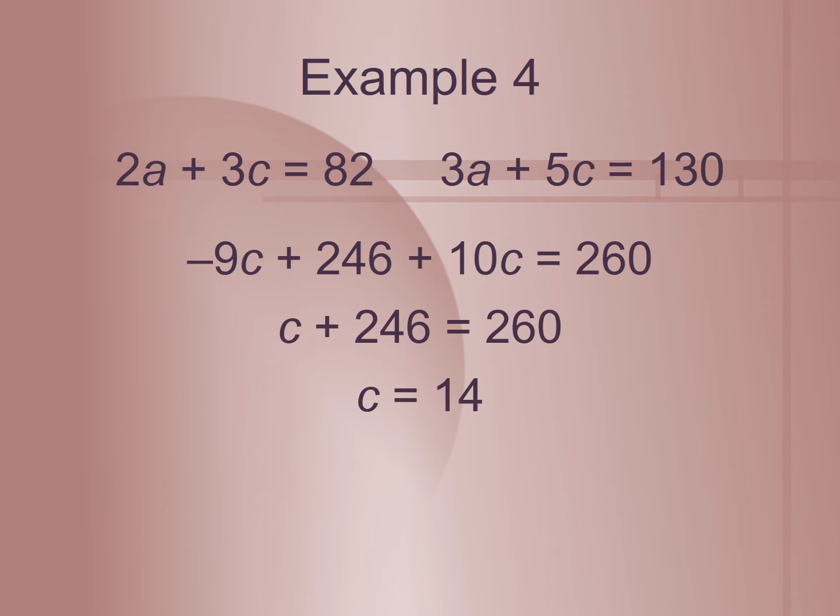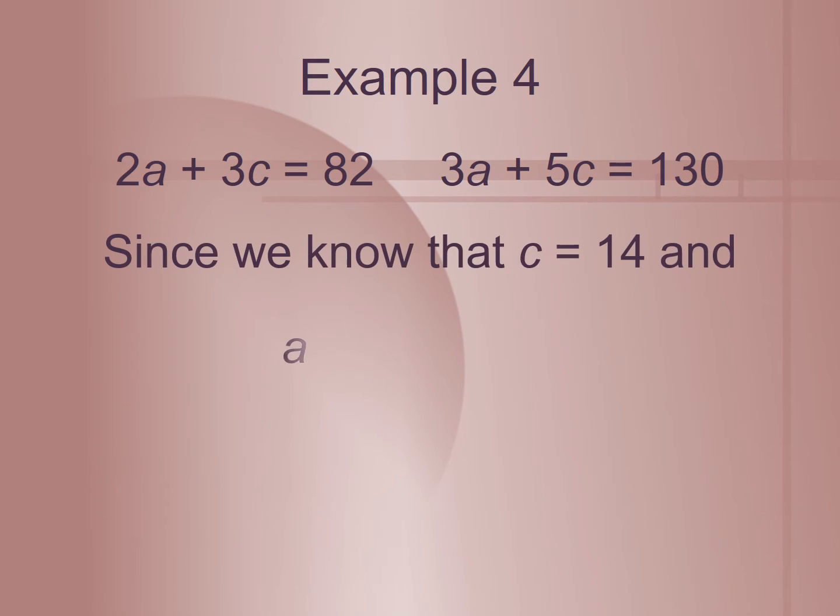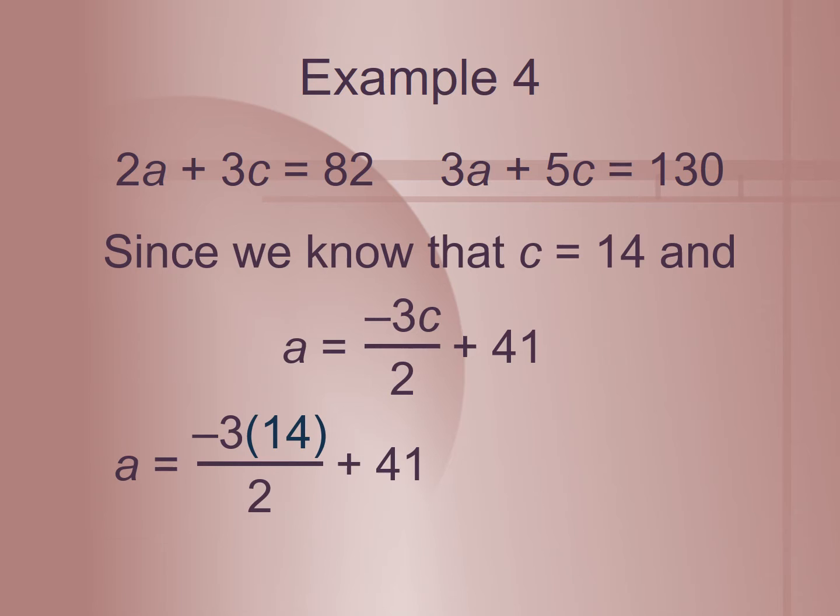So remember, c represented the price of the child ticket. So now that we know the price of the child ticket, remember the adult ticket was -3c divided by 2 + 41. So I can substitute 14 in for c, because that's how much the child ticket was, and then solve for a. So -3 times 14 divided by 2 is -21, and then -21 + 41 is 20. So now I know that the adult ticket is 20.